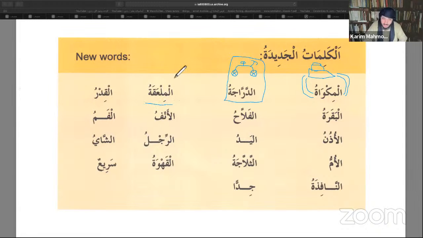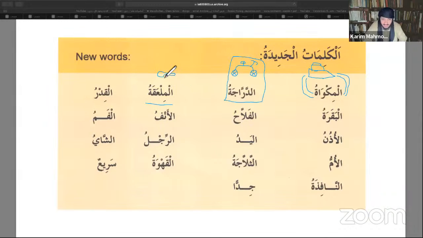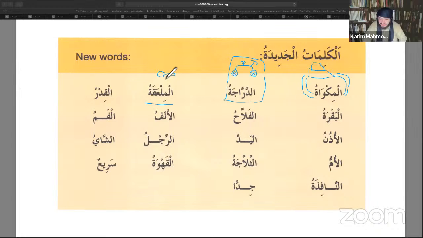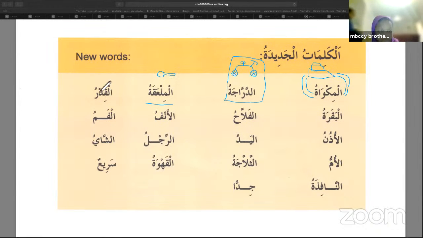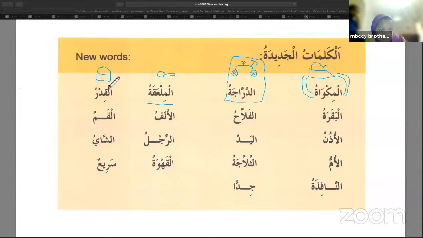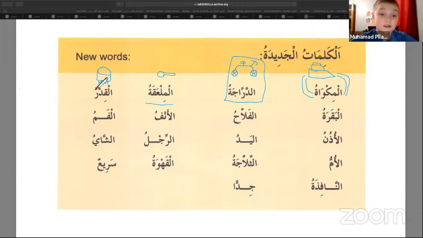Okay. Al-mil'aqatu. Guess. Yeah. Al-mil'aqatu. Okay. Al-qidru. All right. Al-qidru. Container. Okay. Container. Yes, like a pot or container. Good, good. Okay.